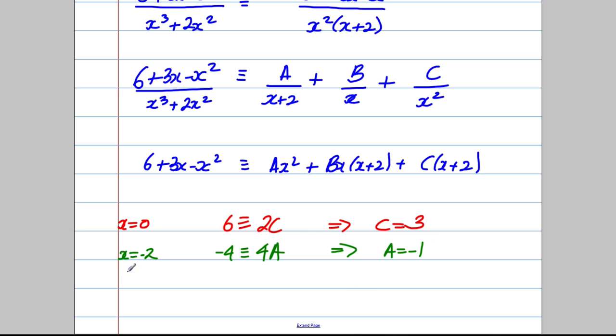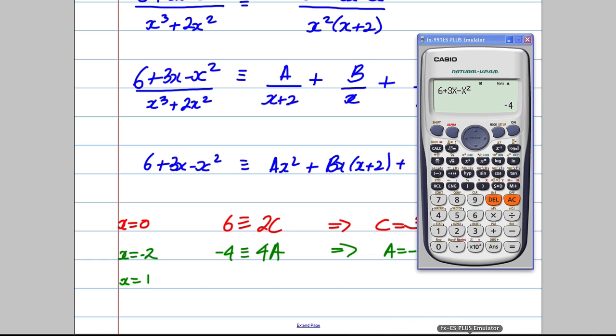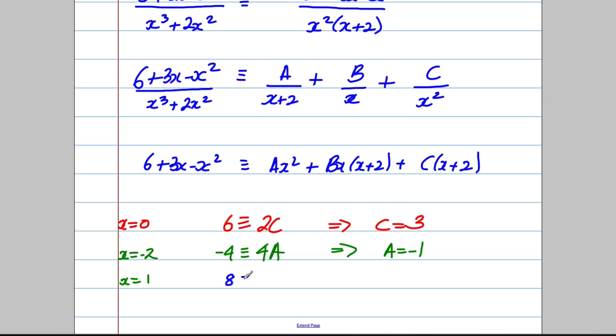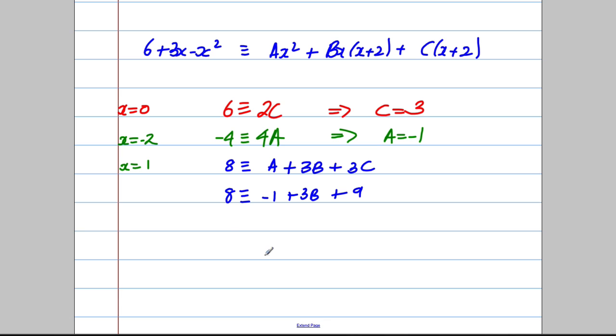And lastly, I put something in there to find another value. I put something like x is equal to 1, let's say. If x is equal to 1, calculate when x is 1. This whole thing would be 8. So I'd get myself that 8 is the same thing as a, this thing here would be 1 times 3, which would be 3, so it would be plus 3b, and this thing here would be plus 3c. Now I know a and c, so 8 would be equal to negative 1 plus 3b plus 9. So 8 would therefore be equal to 8 plus 3b, and subtracting 8 off both sides, you get therefore that b would be equal to 0 in that case.